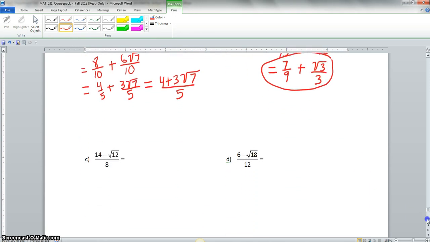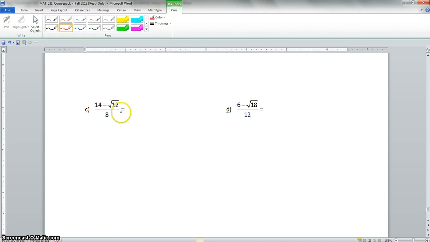Now we scroll down here to C. We do the same thing here. We will have 14 over 8 minus the square root of 12 over 8. Now 14 divided by 8, we know they only have 2 in common, so this will give us 7/4 minus. Now we have to look here at this square root of 12. This square root of 12, we do have a perfect square in 12, which is 4.